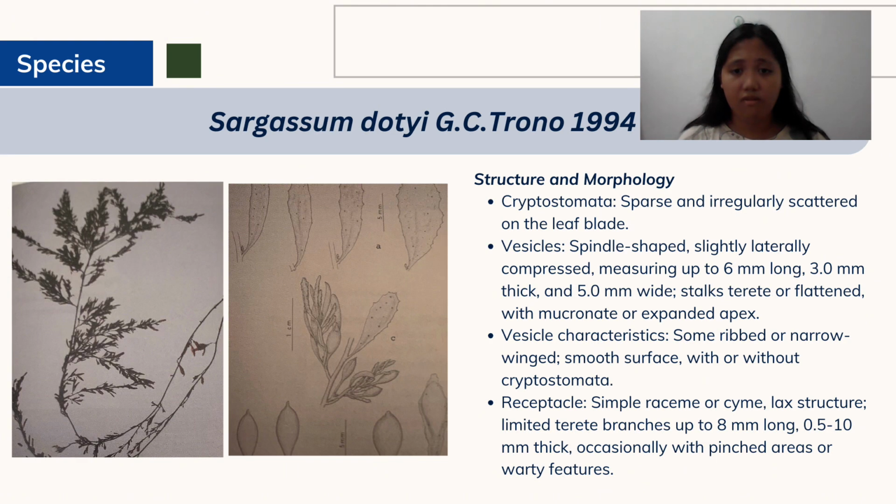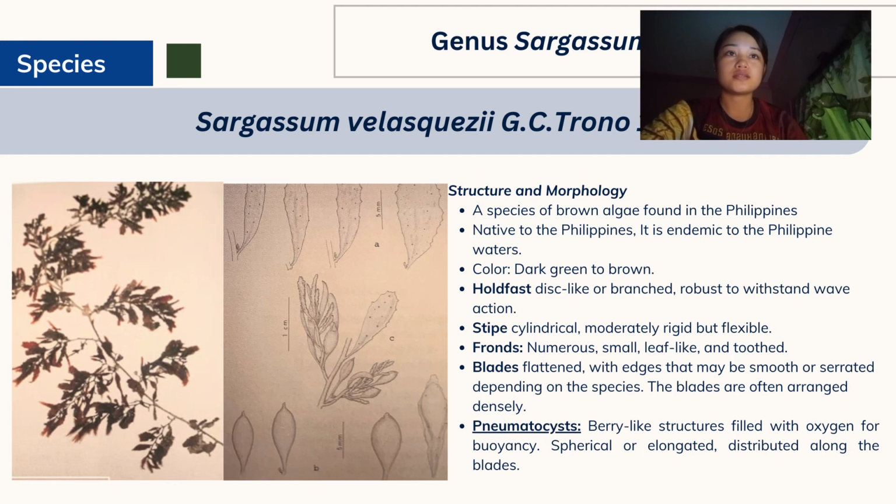The receptacle of the species has the simple raceme or cyme. Its lax structure has limited terete branches, which is up to 8 millimeters long, 0.5 to 10 millimeters thick, and which is occasionally with pinched areas or warty features. The Sargassum doti, lastly, is distributed in parts of Luzon, mostly in Honduras, which are very abundant in May, in Puerto Galera as well, and also in Mindoro Oriental. Next is the Sargassum velasquezi.